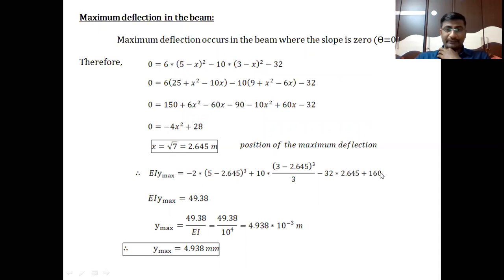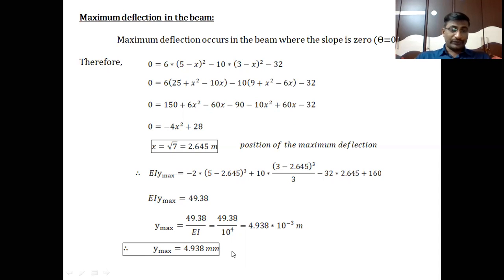So after calculating this expression, we will get 49.38 on the right side. So Y max can be written as 49.38 divided by EI. EI value is 10 to the power of 4, given in the problem. Therefore, we will get 4.938 into 10 to the power minus 3 meters. Clear, students? So after conversion into millimeters, 4.938 mm. This is the downward deflection.